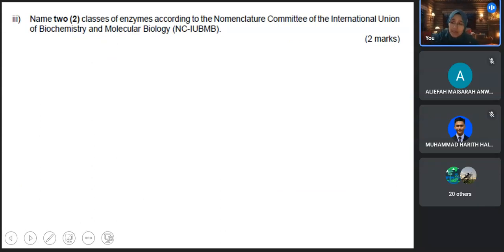Number 3, name 2 classes of enzyme according to the Nomenclature Committee of the International Union of Biochemistry and Molecular Biology. So there are 6, so you can name any 2. We have ligase, oxidoreductase, transferase, hydrolase, lyase, isomerase. So 1, 2, 3, 4, 5, 6, there are 6. You only need 2.